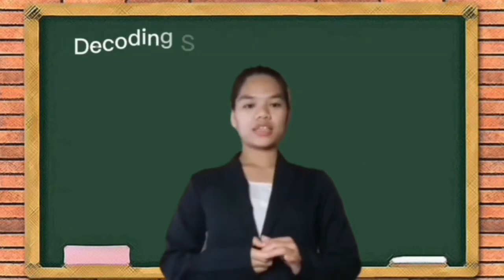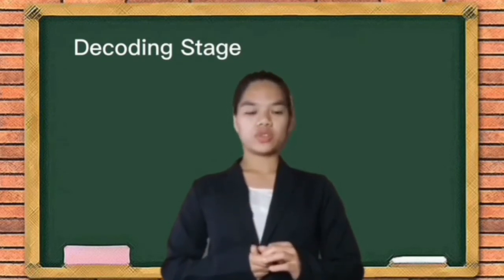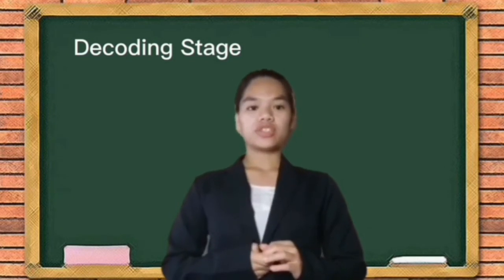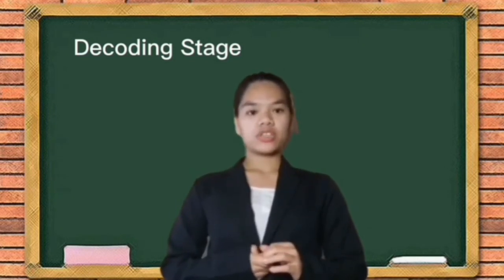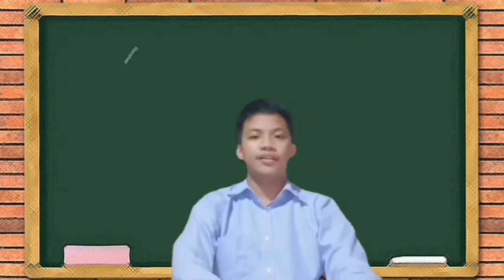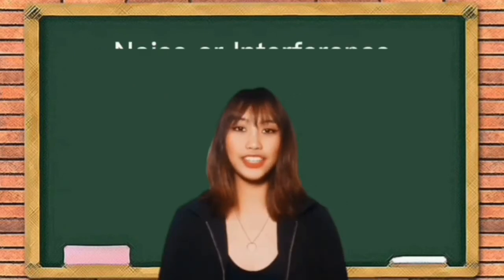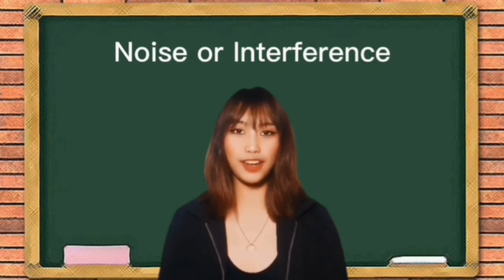After a medium is selected, the message enters the decoding stage. Once it is received and examined, the stimulus is sent to the brain for interpreting. The receiver interprets the symbols, translating them to their own sets of experiences to make them meaningful. The receiver is the individual or individuals to whom the message is directed. Noise is anything that harms the communication process.